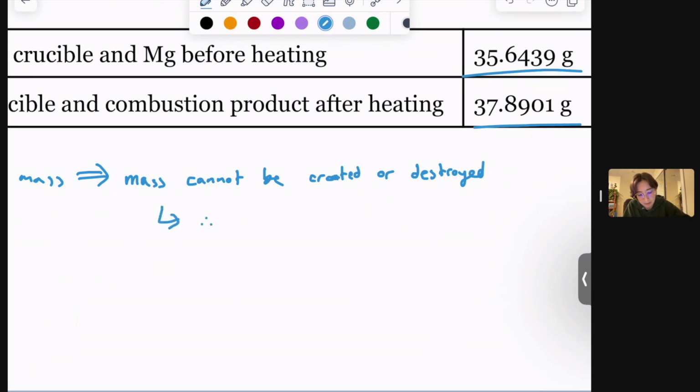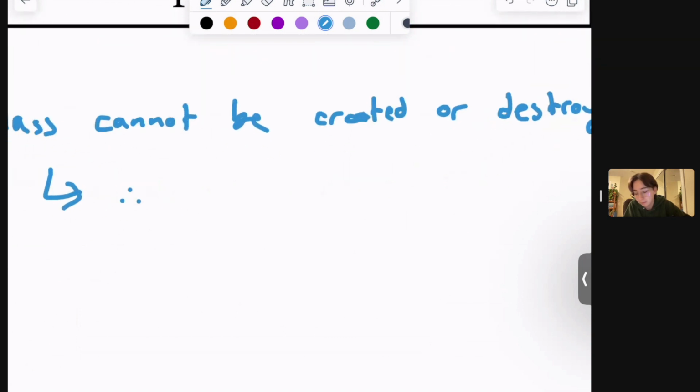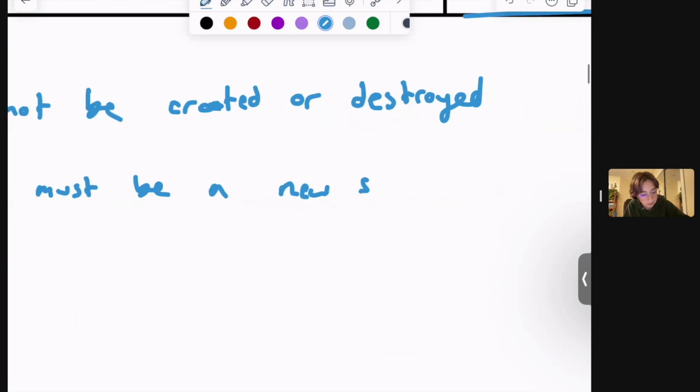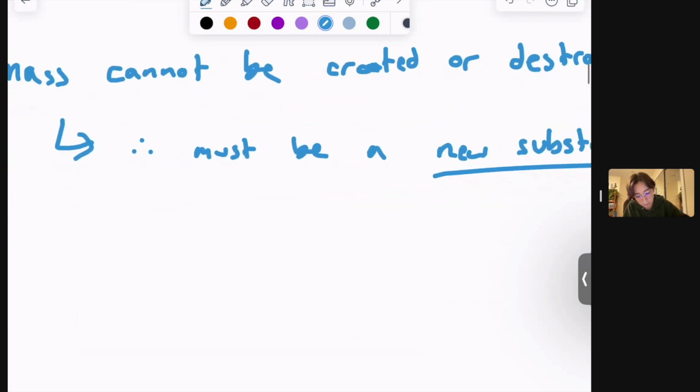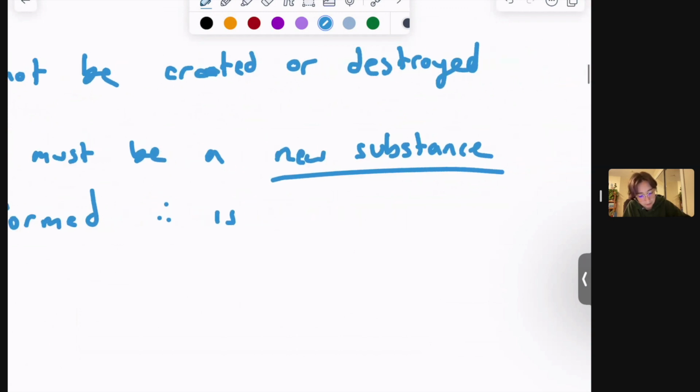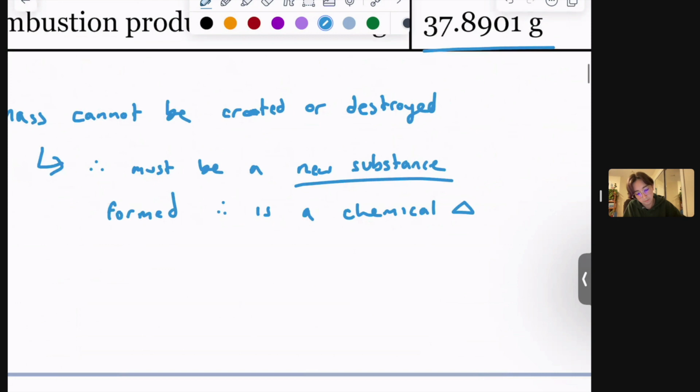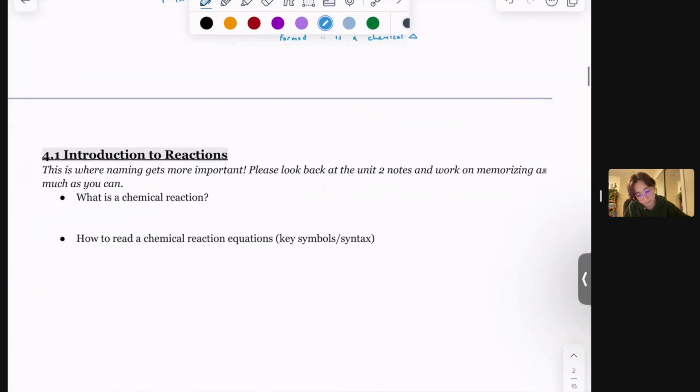So this data is telling me that therefore there must be a new substance, a new chemical formed, which means that there is a chemical change. Cool. Okay.